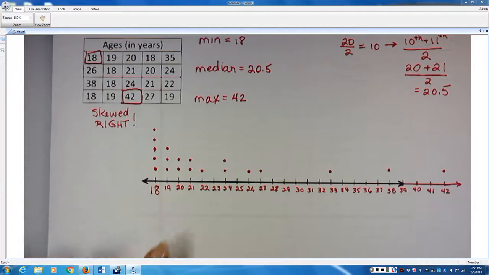And notice, I'm not doing a lot of math here. All I'm doing really is counting. I didn't actually have to add 20 and 21. I know that halfway between 20 and 21 is 20.5.